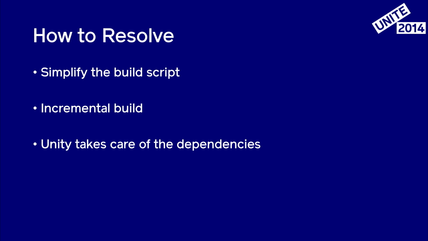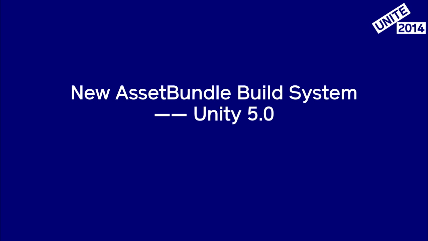So how to resolve this? First we want to simplify the build script. Then we want incremental build. And we also want Unity to take care of the dependencies. So with all of this in mind, we started to design the new AssetBundle build system in 5.0.